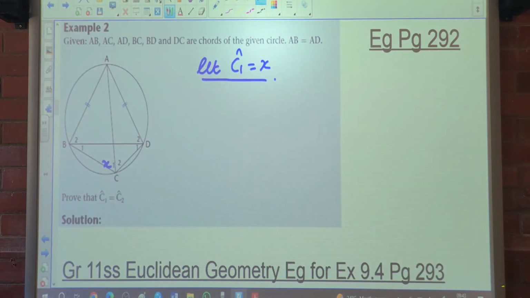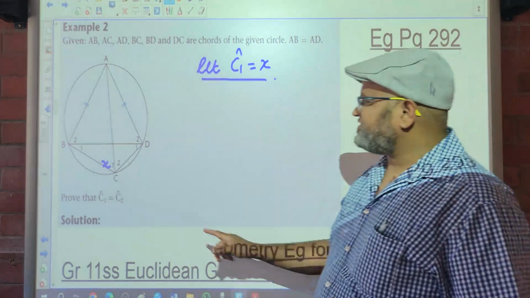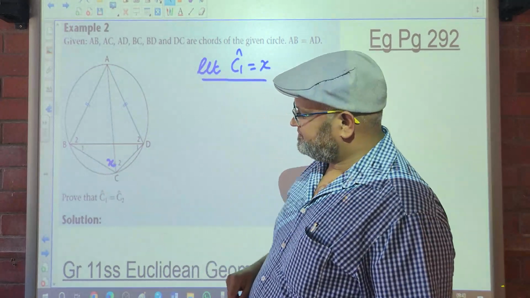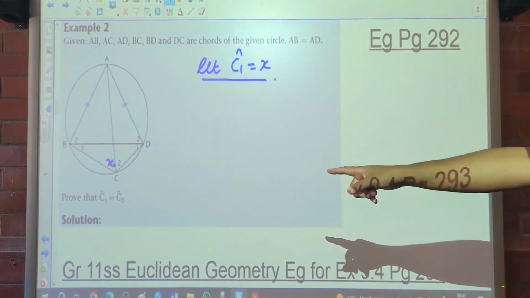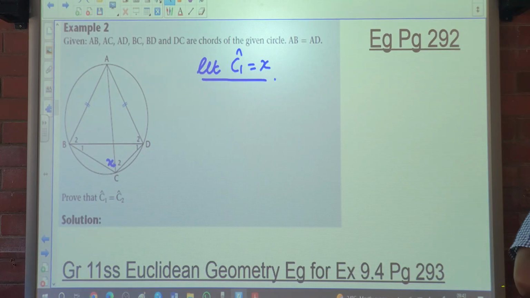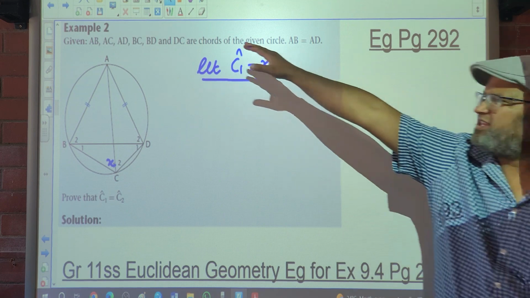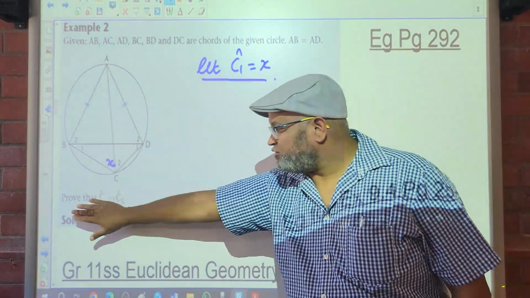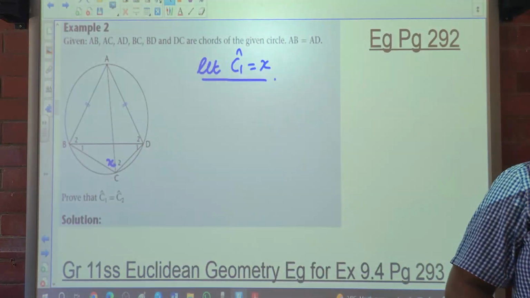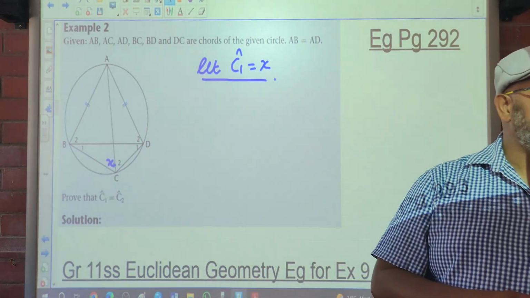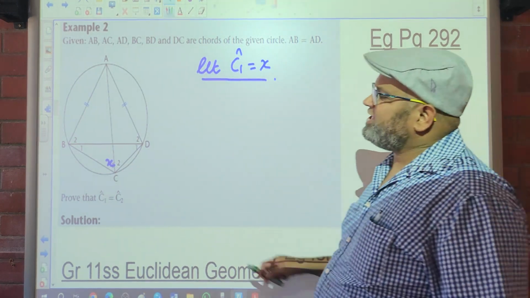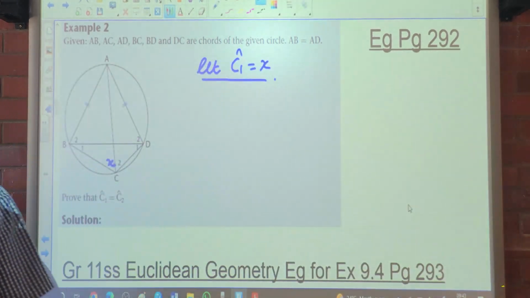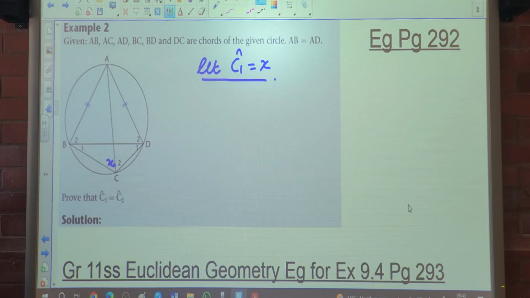So now, which other angle is equal to x? Can we say C2 is x? No, why not? We must prove it. We must end off with it. Do not say there on top C1 is equal to C2. No. You must end off with that statement: therefore, C1 is equal to C2 at the end. People, which other angle is equal to C1? D2, yes. Why is D2 x?